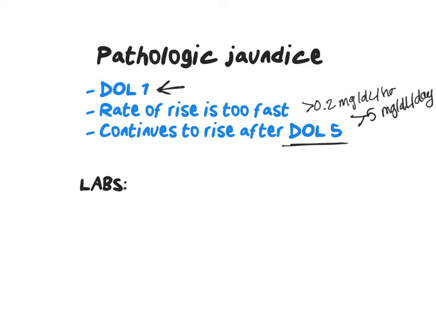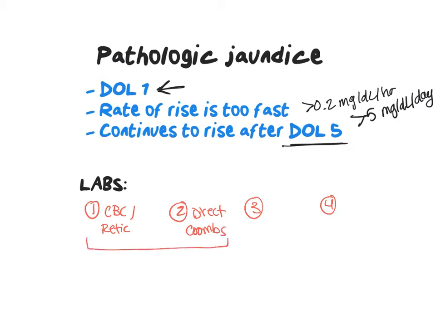So now we're worried about a pathologic reason for jaundice. What sort of lab should we think about checking? There's going to be 4 main ones that we should consider. The first is going to be a CBC with reticulocyte count. The second will be a Direct Coombs test, and I'll talk about these 2 more in a second. The third will be some studies to look at the liver, so your transaminases, AST and ALT, as well as liver function tests like your albumin and coag studies. And then the fourth one you can consider would be a thyroid test, so like a TSH.